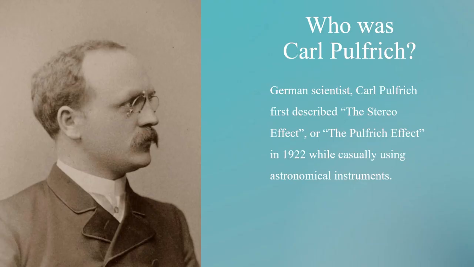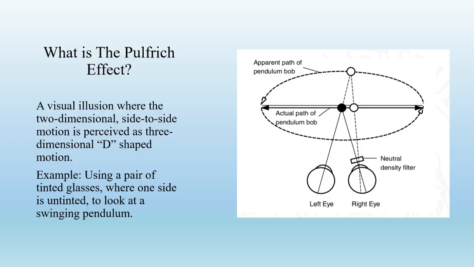Carl Pulfrich was a German physicist best known for his discovery of the stereo effect, which later became known as the Pulfrich effect. The Pulfrich effect is a visual illusion where a two-dimensional, side-to-side swinging motion is perceived as a three-dimensional, D-shaped motion. This can be seen by using a pair of tinted glasses where only one side is left untinted, and looking at a swinging pendulum.